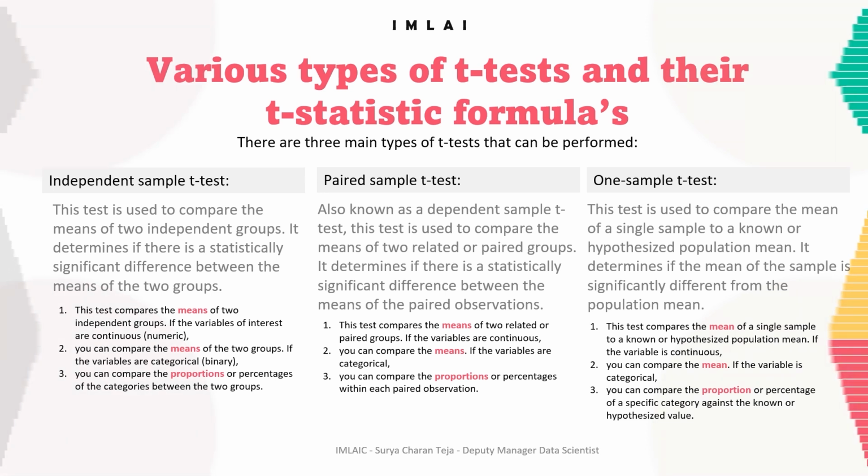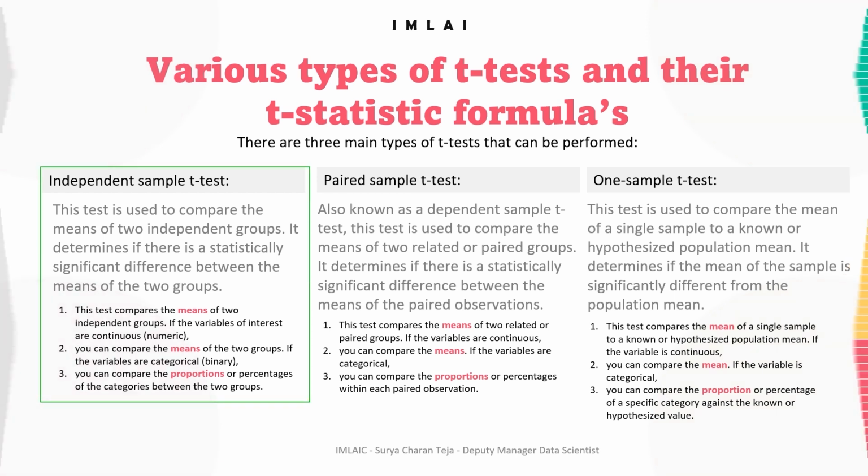So there are two tasks we can do majorly. One is the mean-based task, and then the proportion. You can compare the proportion or percentage of a specific category against the known or hypothesized mean. But these are with respect to the statistician's interest. And how about the data scientist?